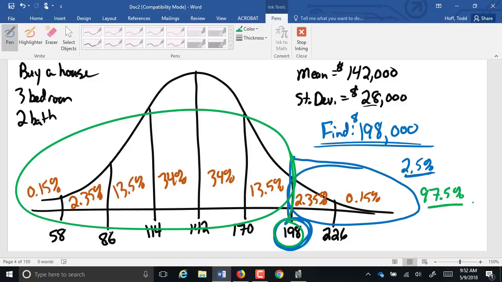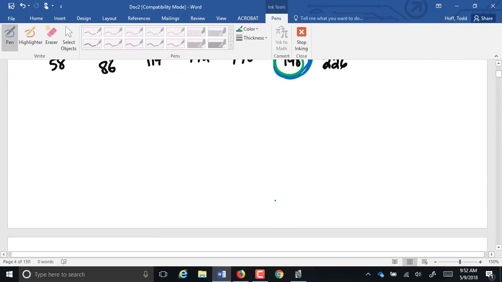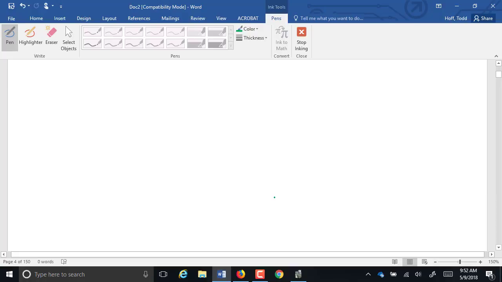which means you've got two options here. One, the seller is most likely going to accept less than 198,000 for that house. And if not, there's a pretty good chance, since 97.5% of all 3-bedroom, 2-bathroom houses are priced less than that, that you're going to find something cheaper that you still like. Does that make sense? It's a very powerful tool in business when you go to analyze stuff.